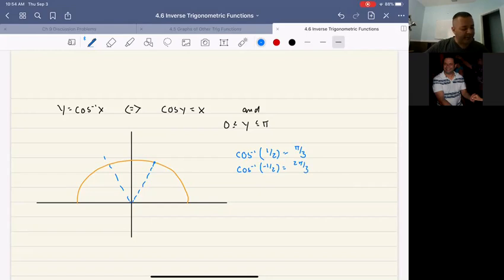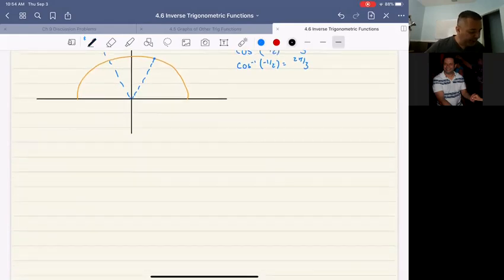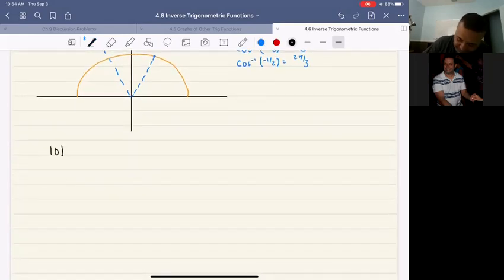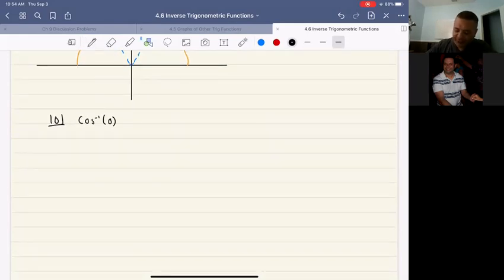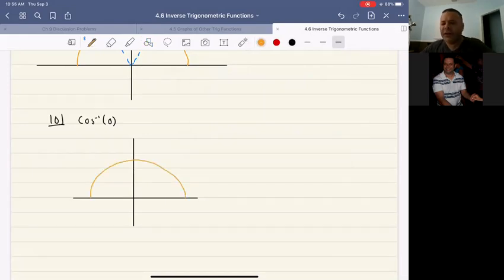Okay, all right, let's get into some problems. Number 10 says, find the inverse cosine of 0. Okay, so this one's pretty straightforward, but I want to do it using the process that I use. So I go here. I'm going to draw the top half of my unit circle. And I'm going to say, where is the x-coordinate 0? X-coordinate 0 is there. So what's that angle? Pi over 2.